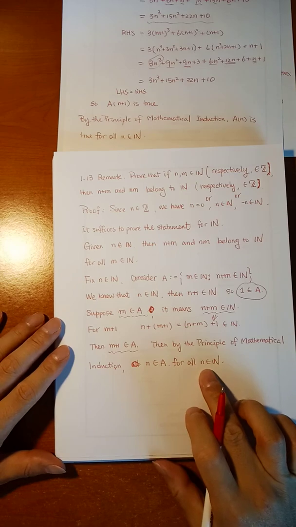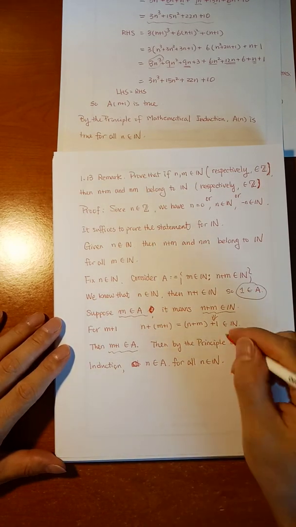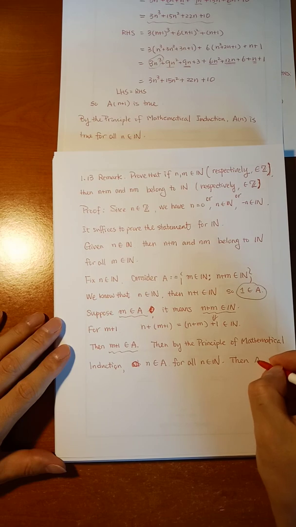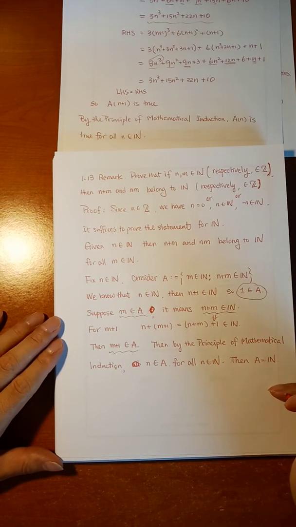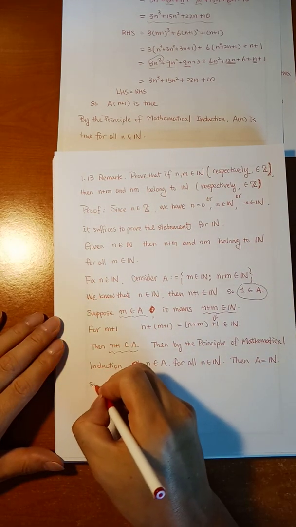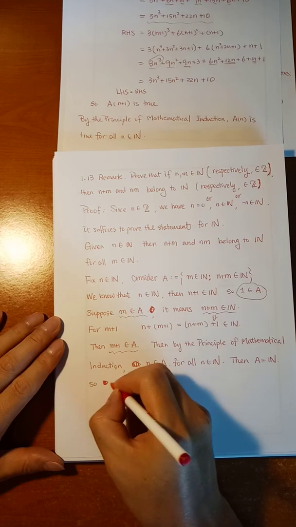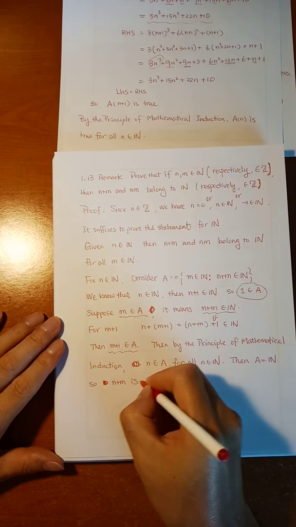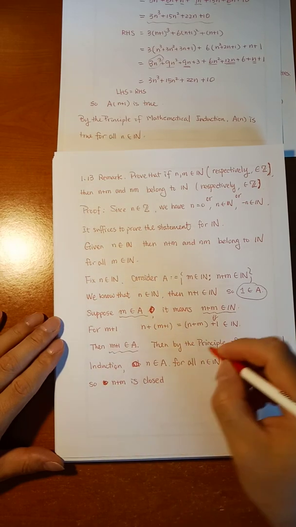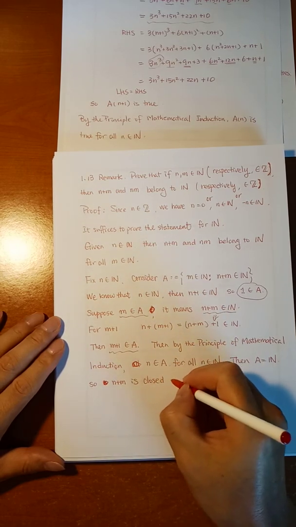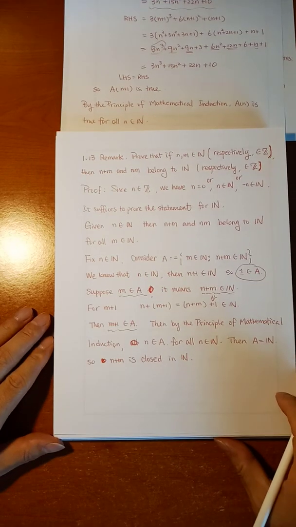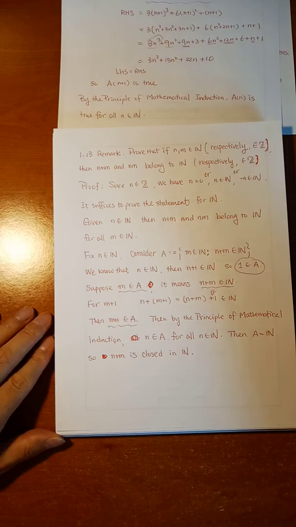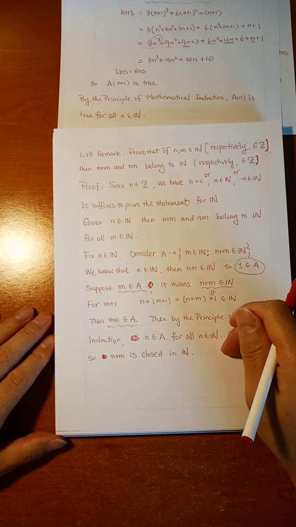If all the natural numbers belong to A, then what we get? We get that A has to be the set of natural numbers. So n plus m, this addition is closed. Addition is closed in the set of natural numbers. Right? Addition is closed in the set of natural numbers.